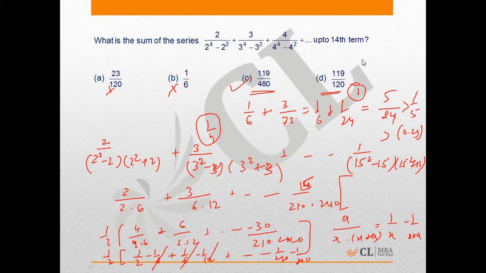In this fashion only two terms will be left. These are 1 by 2 and minus 1 by 240, and on simplification we'll get 119 by 480 again, which is option C.